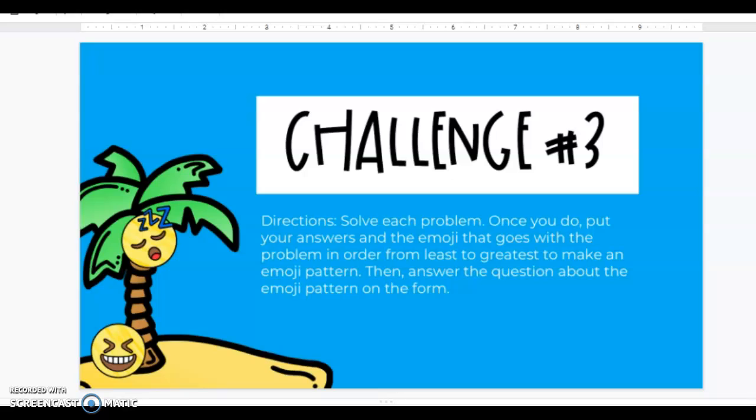All right, it takes you to challenge number 3. Solve each problem. Once you do, put your answers and the emoji that goes with the problem in order from least to greatest to make the emoji pattern. Then answer the question about the emoji pattern in the form.